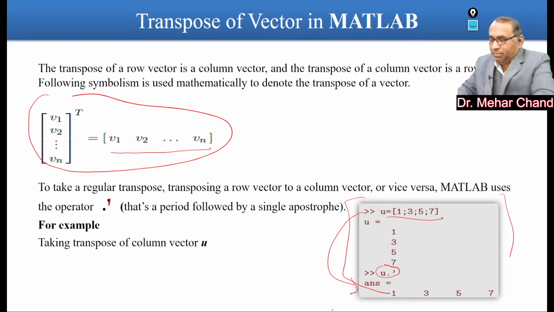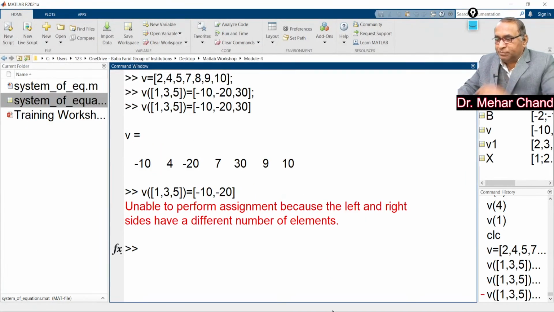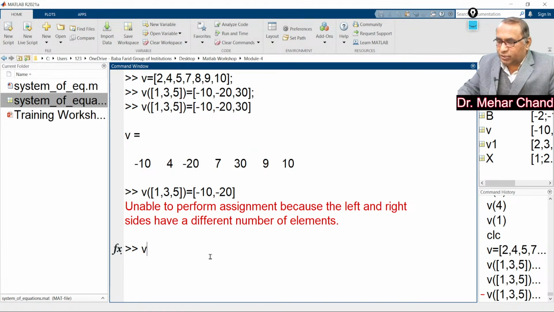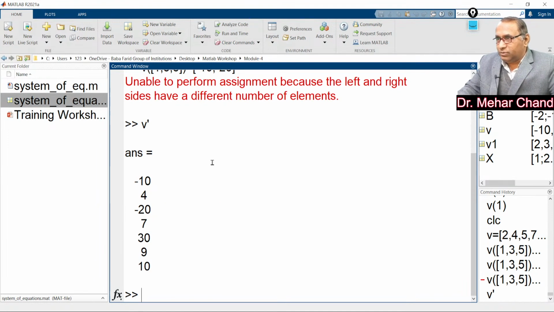We come back to MATLAB. We have V is equal to this one. V is a row vector here, and if we do this, this sign is used for transpose. So now the row vector becomes a column. You can see, again you can use it in this way.